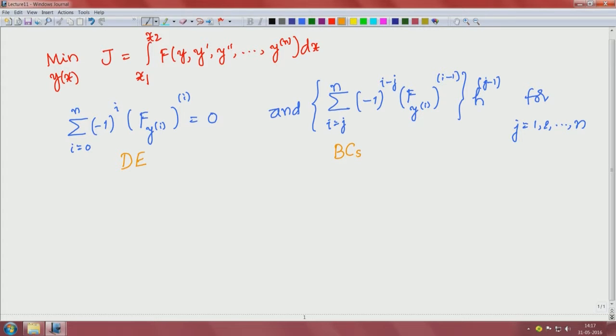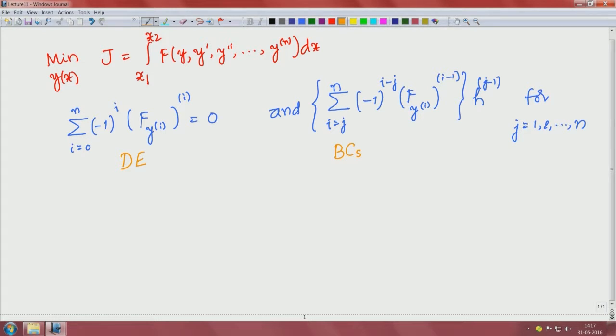Okay. So, this is the most general form when you have only one unknown function y of x and the integrand depends on n derivatives of that unknown function y of x. We were thinking about a case where there can be more than one unknown function. We were specifically looking at a problem where the integrand is a function of y1 and y2, two functions. When you have that, the differential equations and boundary conditions remain the same.